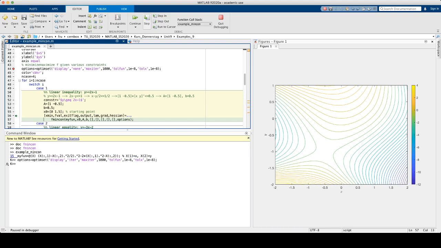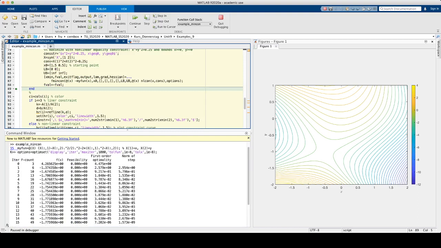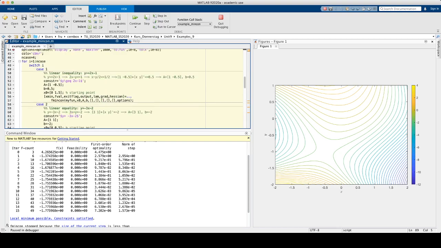Okay, let's try to call the minimizer. You see in the command window the display for every iteration. You see the function value in the third column, and you see that it drops and then stabilizes at around minus 1.776. So this is the minimum of the function under the constraint that we have defined by the matrices A and B.